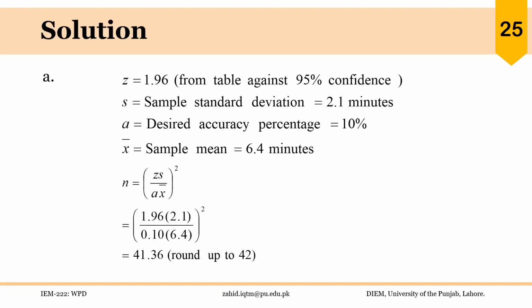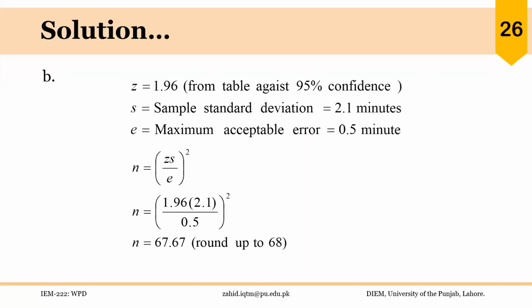So using the first formula, that was Z into S over k X bar, whole square. For a confidence of 95%, Z is 1.96, as we saw from the table. The standard deviation, as was given, is 2.1 minutes. Now the error as a percentage is 10%, that is 0.10, and the mean from the initial sample is 6.4 minutes. So using this formula, we need approximately 42 readings.